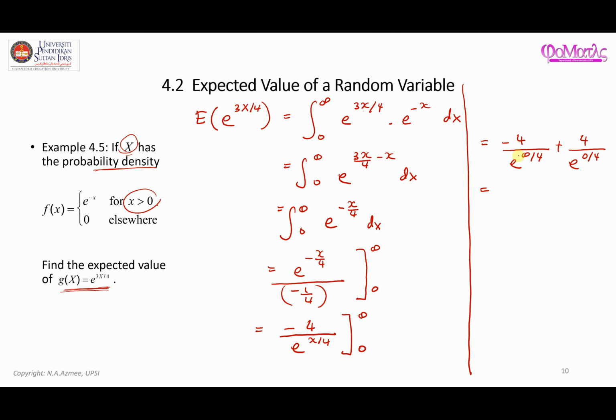Now you can see that the result at the bottom here is going to be such a large number. So when you have negative 4 divided by such a large number, the result is going to be equal to 0. Plus, this one is e to the power of 0, e to the power of 0 is 1, so plus 4. So the final answer is the expected value for this function is going to be equal to 4.